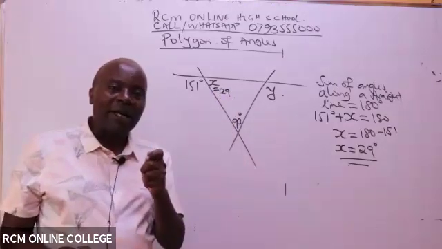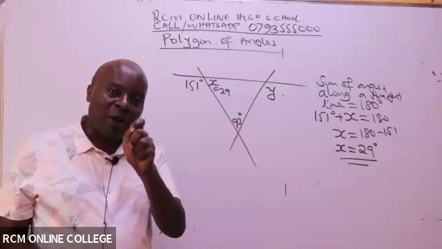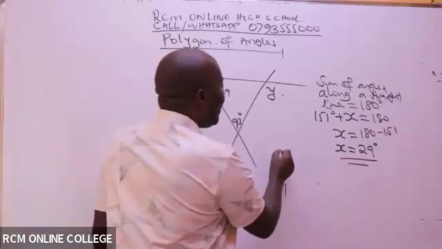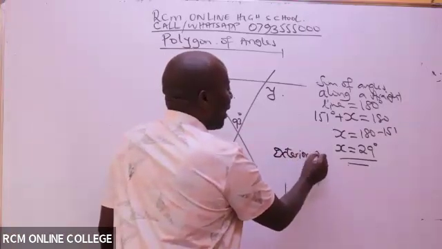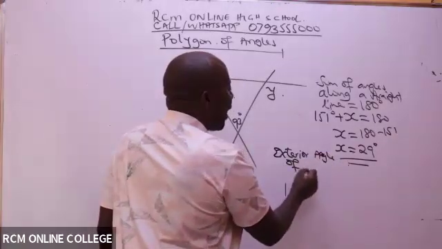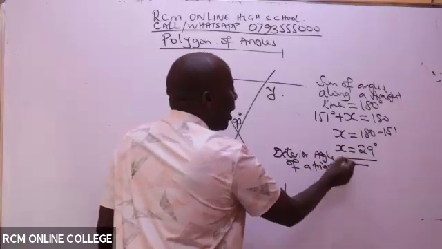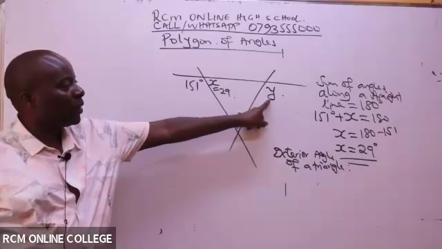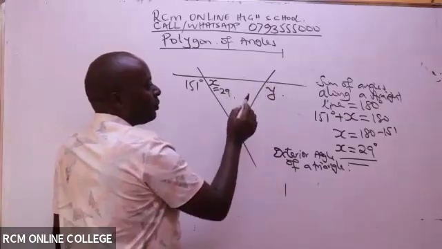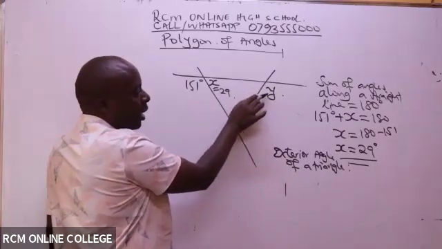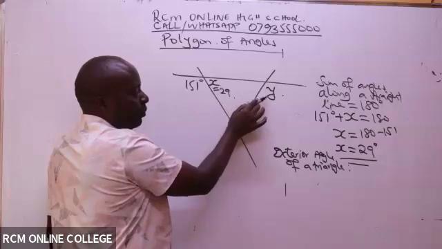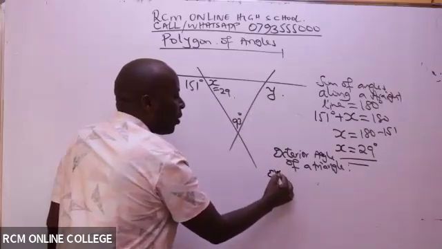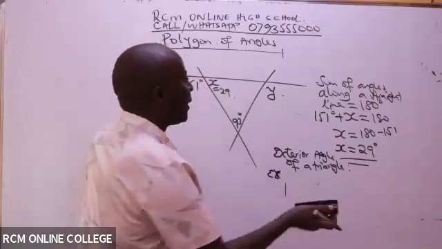Now, ladies and gentlemen, once I've been able to get my x here as 29, I'll be able to remember a very, very important geometry concept. Which concept is this? The concept of an exterior angle of a triangle. Like now, this y is an exterior angle. So whenever you have an exterior angle, what are we supposed to remember?